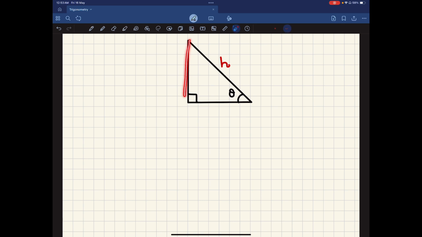Now, what about the other two sides? The side opposite to the given angle. Theta is just any angle, an unknown angle, or they might have given us the value of theta. So the side opposite the given angle is known as the perpendicular or the opposite. This is the perpendicular. And then the third side, which is left, will be the base or adjacent.